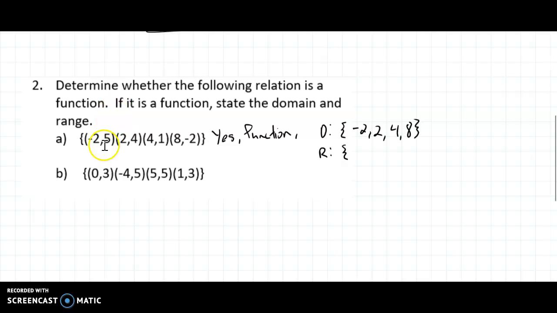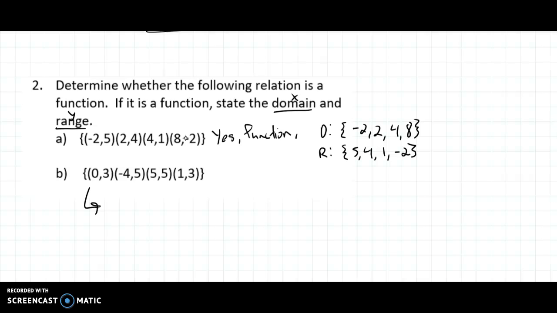We're going to take all the y's. Remember, it's alphabetical. Domain is x's, range is y. D comes before r, x comes before y. So the range is 5, 4, next one's 1, and then -2.